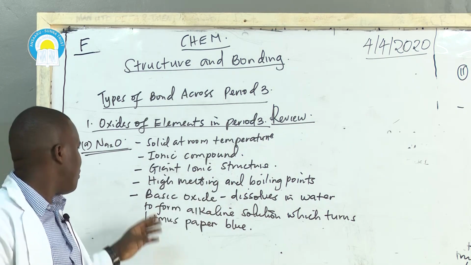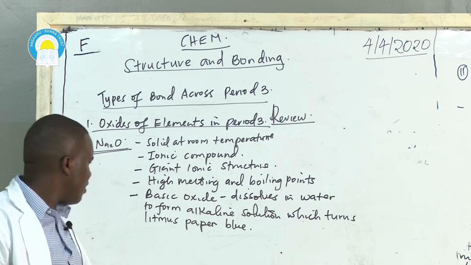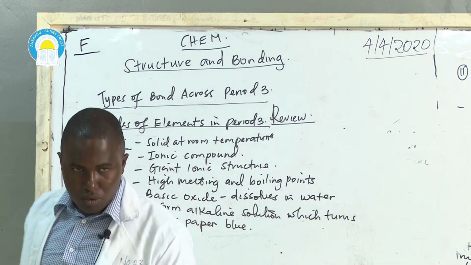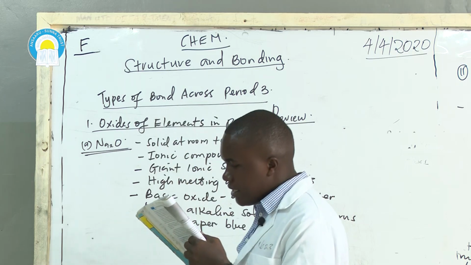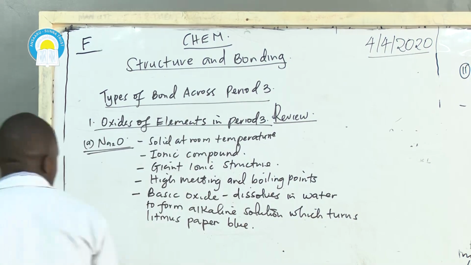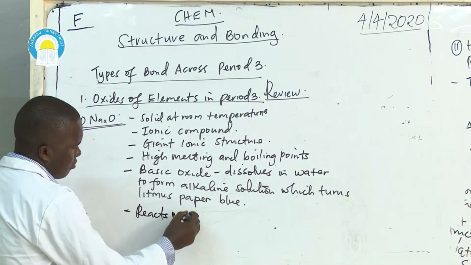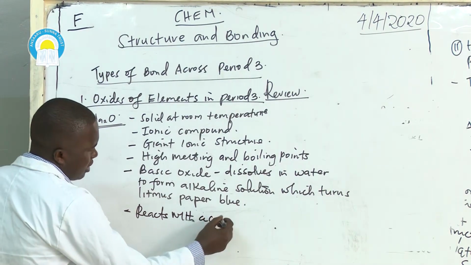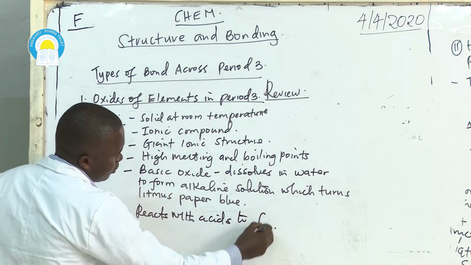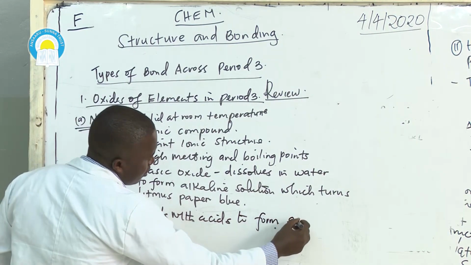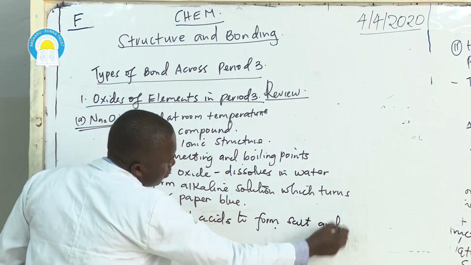So that is what you need to know about sodium oxide: an ionic compound having a giant ionic structure, with high melting and boiling points. It is a basic oxide and it dissolves in water to form an alkaline solution. When we look at reaction with acids, this one is a base, it reacts with acids to form salt and water.